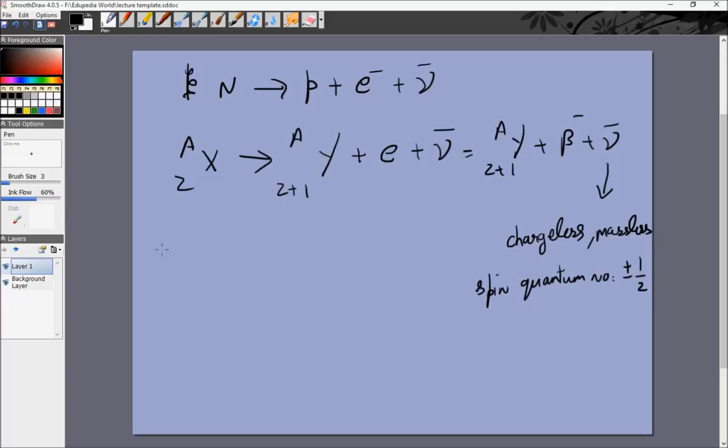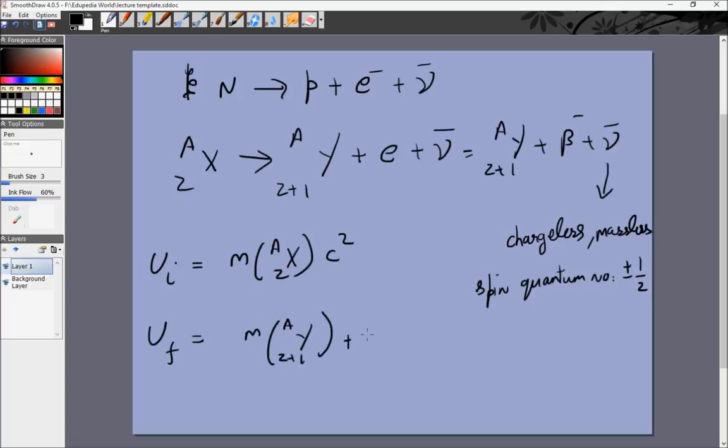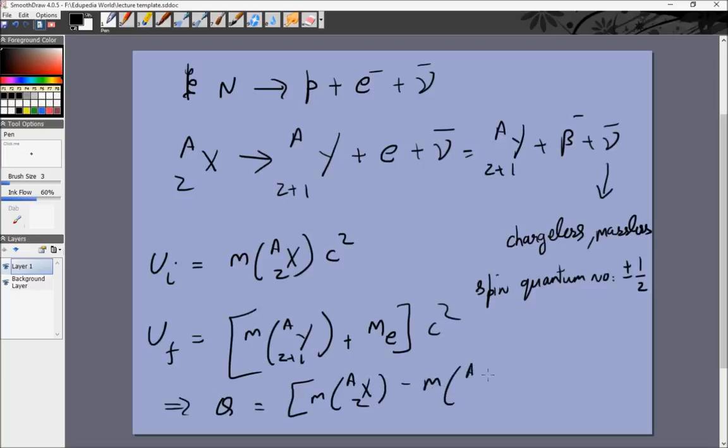Now let's look at the Q value of this reaction. So what is the initial energy? The initial energy is the mass of A X Z times c squared. The final energy is the mass of A Y Z plus 1 plus the mass of an electron times c squared, which means Q is the mass of A X Z minus the mass of A Y Z plus 1 minus the mass of an electron times c squared.